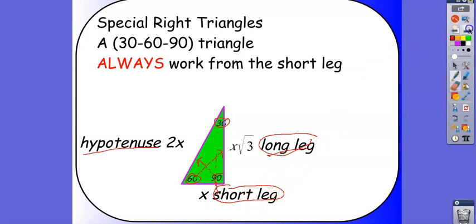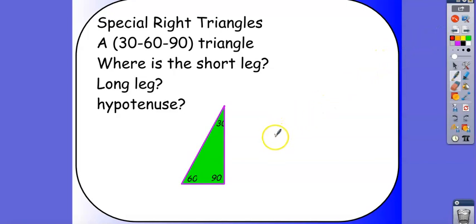Let's do some examples. Okay, the very first thing, and this is what I'm seeing wrong on some of your assignments, you have to be able to identify right across the 90, this is my hypotenuse. Across from the 60 is my long leg. Across from the 30 is my short leg. It won't always look like this triangle. They'll move it around, they'll do everything. Look at the angles and tell me what's the side across from the 30, what's the side straight across from the 60, and you have to be able to label the triangle. I'm seeing a lot of mistakes on that part.